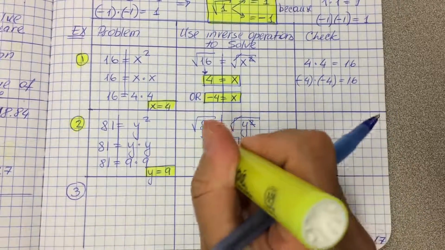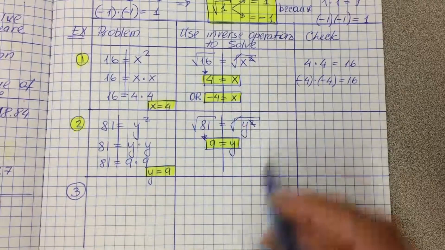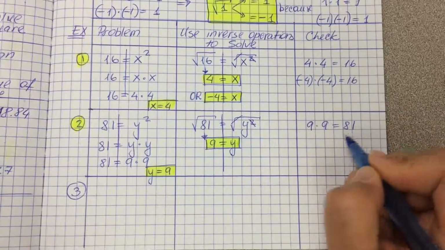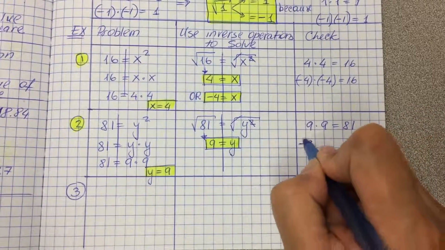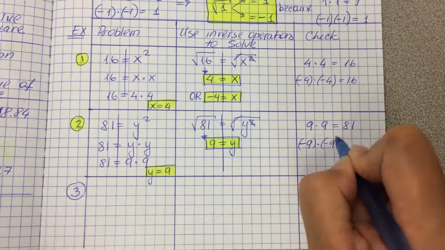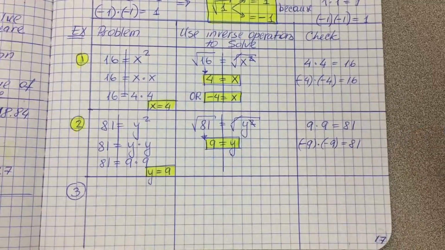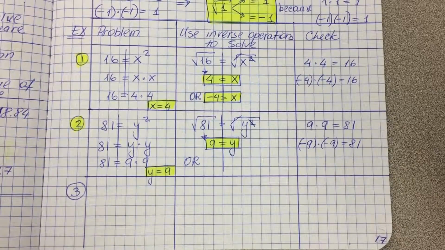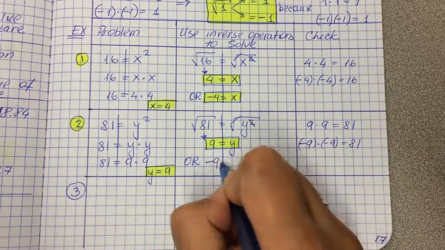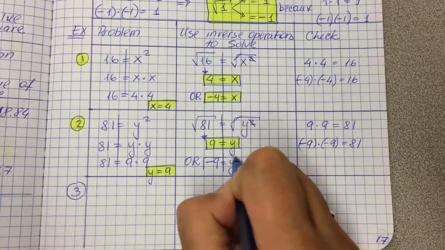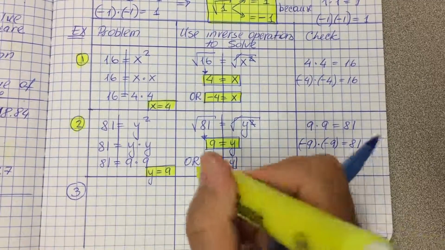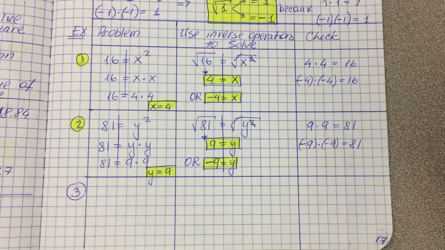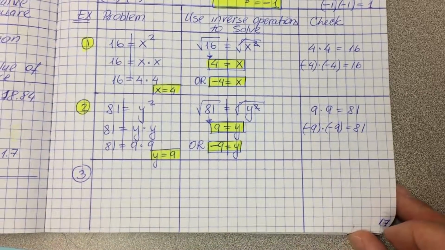When we check, 9 times 9 equals 81, but then negative 9 times negative 9 equals 81 as well. So we add to our answer that this equation can have two possible values, 9 and negative 9. So the y value can be 9 or negative 9. Let's see another example.